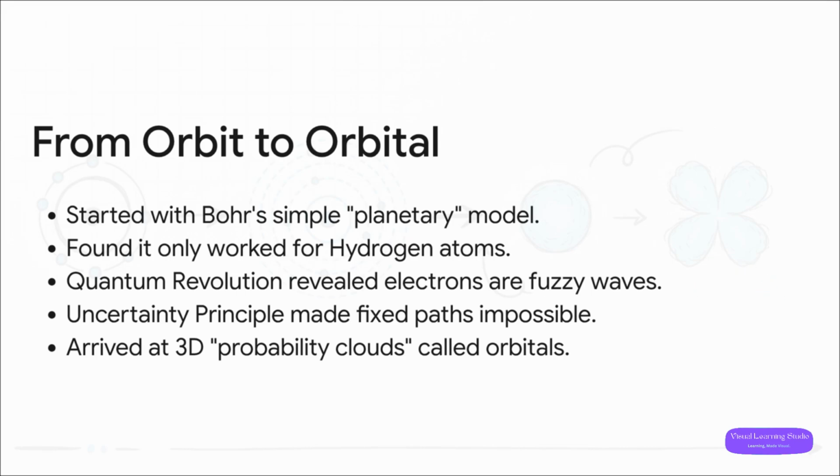After that, the quantum revolution changed everything, showing us that electrons are actually these fuzzy things that act like waves. That led to the uncertainty principle, which made fixed paths totally impossible. And all of that brought us to where we are today, the modern view, where electrons exist in these three-dimensional probability clouds we call orbitals.